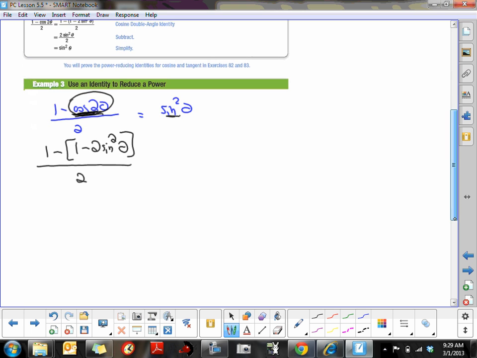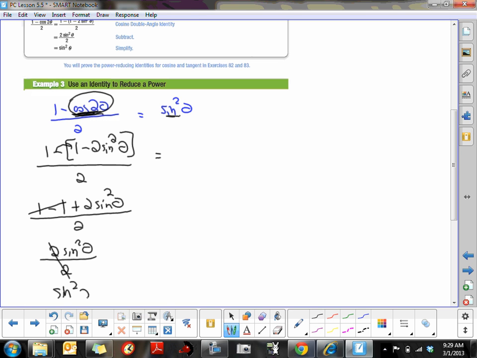Now we're going to simplify and see if we can get to sine squared of theta. We distribute the negative, so that becomes a minus 1, then plus 2 sine squared of theta, all divided by 2. The 1's will cancel, so we've got 2 sine squared of theta, all over 2. Those 2's will reduce, and now we're right back to what we'd like to have proven, that it's equal to sine squared of theta. So that is a proof or derivation of our power reducing for sine squared.